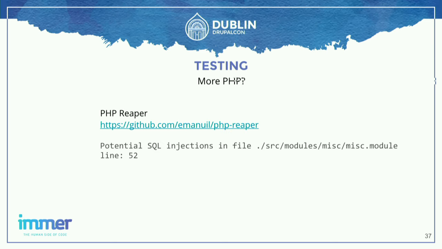The last tool, the last PHP tool, is called the PHP Reaper. What that does is it finds potential SQL injections inside your query statements. Of course, since Drupal 7, we use the database abstraction layer, so that's not really needed anymore. But if you still have older code, or if you use db_query directly, and you have an SQL injection inside those, it will find it.